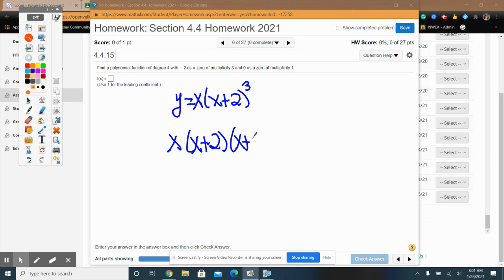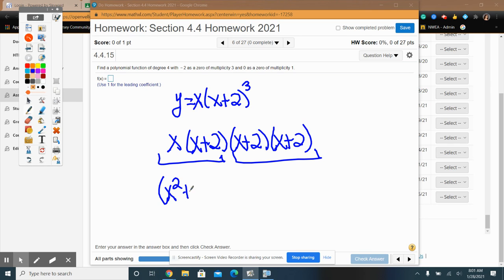Now remember, when you multiply, do 2 pieces at a time. So we're going to multiply this guy, and then we'll take those answers and multiply them together. So this is x squared plus 2x. This will be x squared plus 2x plus 2x. So that's 4x plus 4.